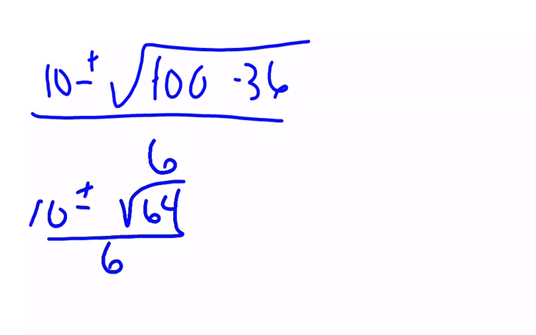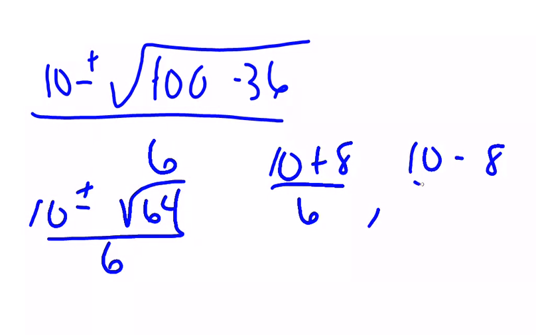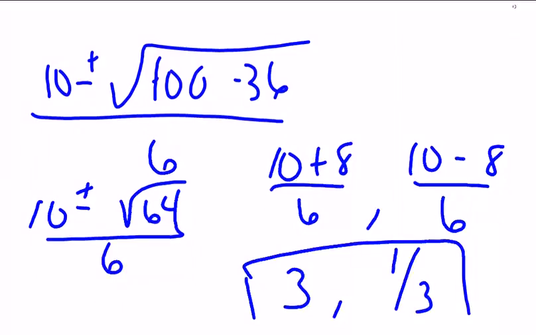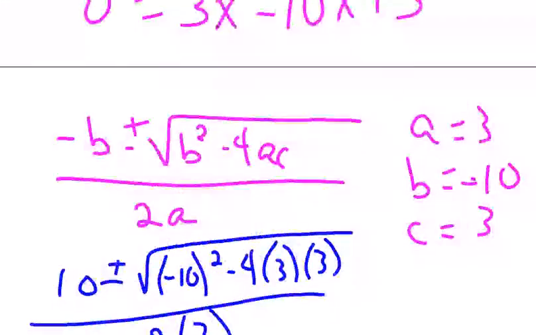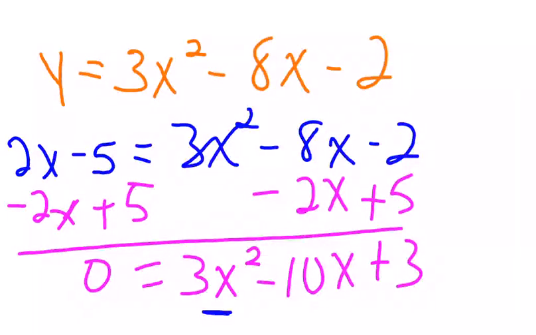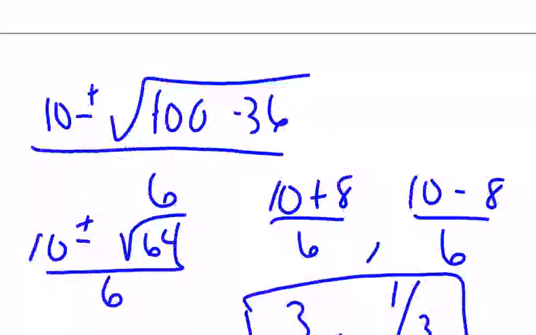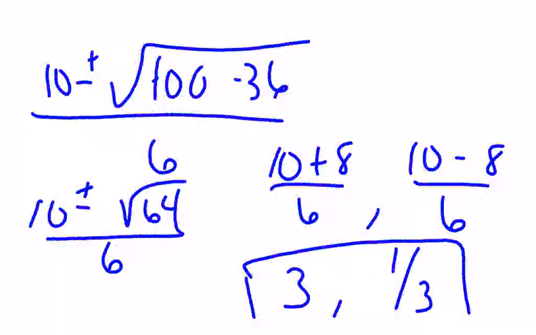But the square root of 64 is 8. So we have two answers. We have 10 plus 8 divided by 6, and we have 10 minus 8 divided by 6. And so 10 plus 8 is 18 divided by 6 is 3. 10 minus 8 is 2. 2 divided by 6 reduces to 1/3. So these are our two answers for x. So back up here, remember we're solving for x. So x equals 3 and also 1/3.